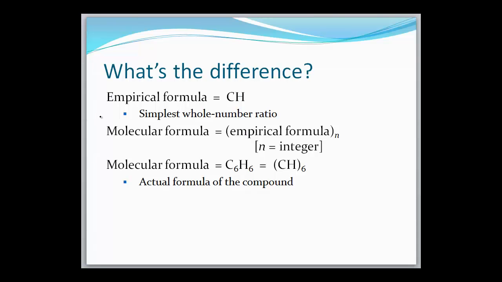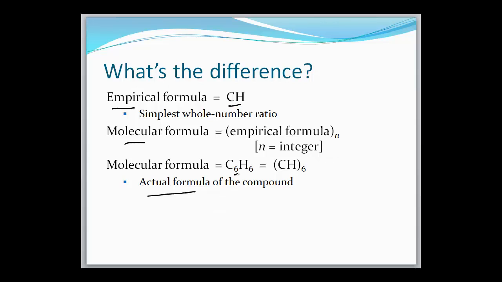The difference between an empirical formula and a molecular formula is pretty simple. The empirical formula tells you the simplest whole number ratio of elements in the compound. So for example, you might determine that the empirical formula is CH. That doesn't tell you what the formula of the compound is, it just tells you the smallest whole number ratio. The molecular formula will tell you exactly what's in the compound. In other words, the actual formula of the compound.